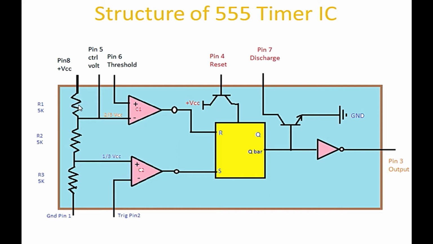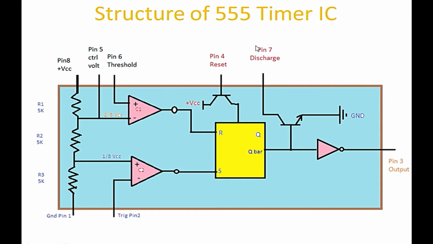Now the internal structure of the 555 timer IC. Here, three 5 kilo ohm resistors are connected in series and used as a voltage divider. One end of this resistor chain is connected to the positive VCC and the other end to ground. That ground is known as pin number 1, and that positive VCC is known as pin number 8. Here this one is comparator number 1, and this is comparator number 2. The 555 timer contains an SR flip-flop and a NOT gate. This NOT gate is connected to the output pin, pin number 3.